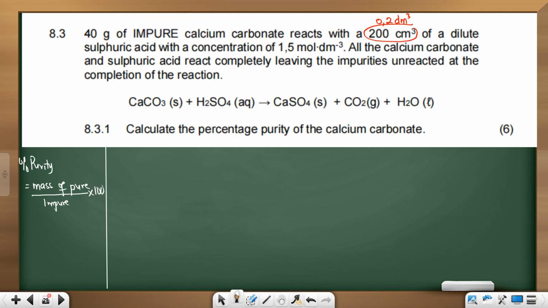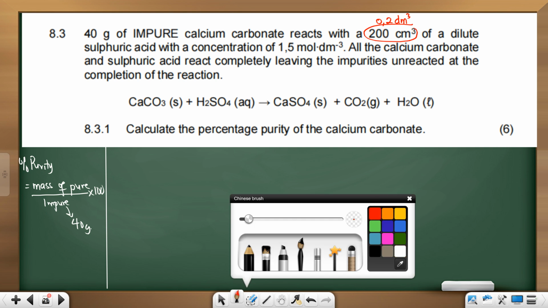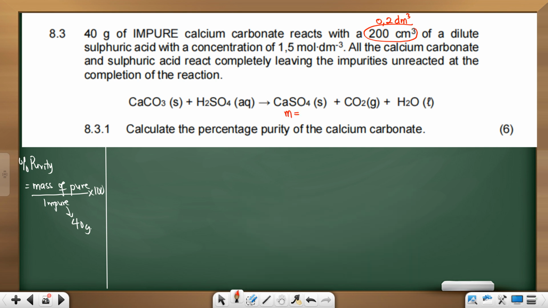I know my impure sample already has 40 grams. So I need to get what reacted. We are looking for mass here, of what reacted, rather. What are we given? The number of moles here is what? No, we don't have number of moles. What do we have? Concentration is 1.5. What's the volume? I'm looking for the mass here. And to get mass, what do I need? I need the number of moles. Stoichiometry is done already.